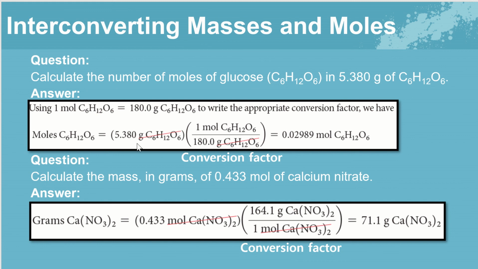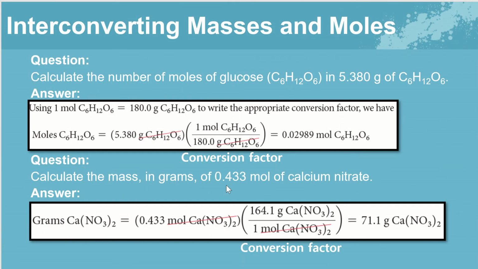And remember our given unit and our desired unit. Here we're given grams and we want to calculate moles. That is how we do it. The other question says calculate the mass in grams of 0.433 moles of calcium nitrate. So in this case, what's the difference? Tell me the difference before I move on.